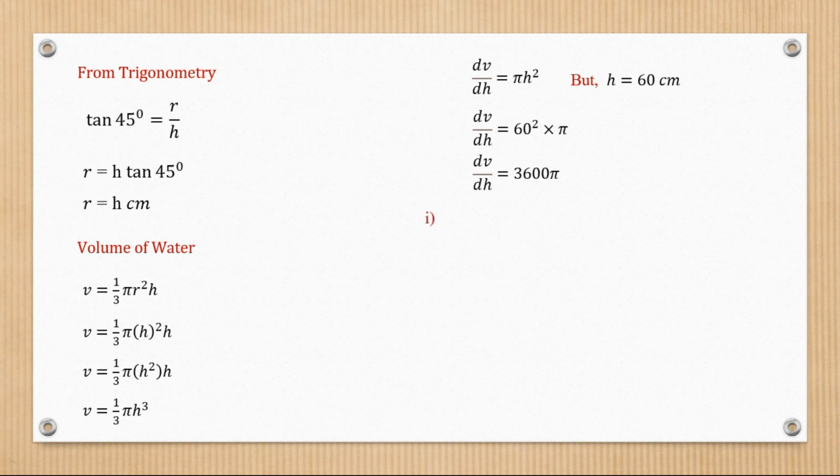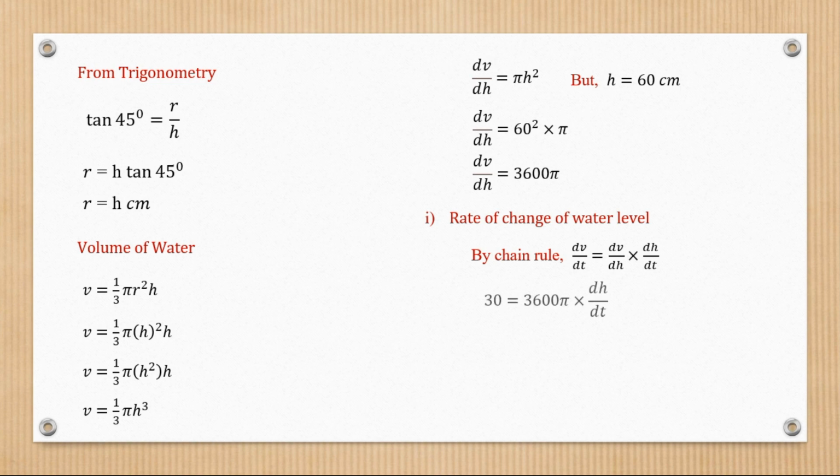Now that we know that, we can solve the first part. You can find the rate of change of the water level. By chain rule, dV/dt is equal to dV/dh times dh/dt, because now we know there is a relationship between the rate of change of water level and volume. As you can see, dV/dt was given as 30 cubic centimeters per second, and dV/dh is this 3600 pi.